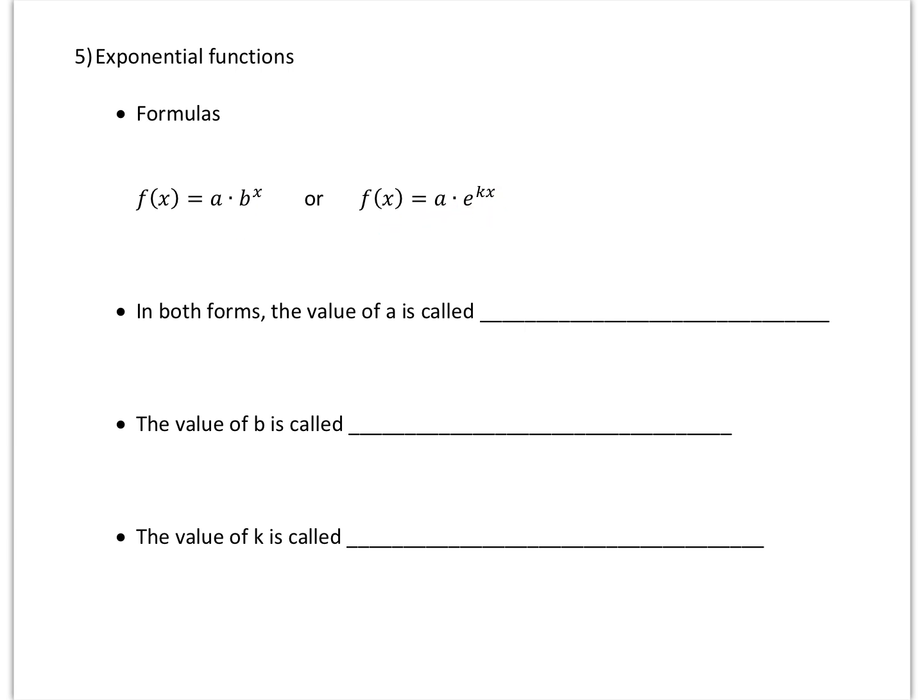So these are called exponential functions because the variable x appears in the exponent. So exponent is the root word of exponential. So the variable x appears in the exponent. That's what makes it an exponential function. In both of these forms, a is called the initial value or the y-intercept.